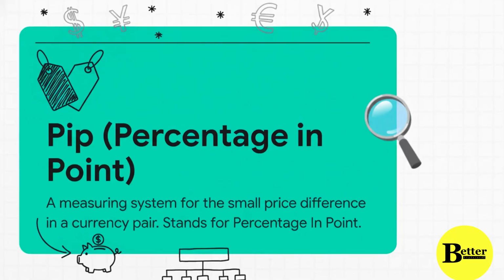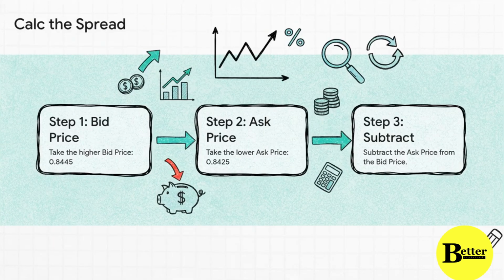So that tiny little unit of measurement, it actually has a name. It's called a pip. It stands for percentage in point. You can just forget about trying to talk in fractions of a cent. In the world of Forex, every little price move is measured in pips. It's the standard. So how many pips are sitting between the ask and the bid prices? Well, the calculation gives us something called the spread.